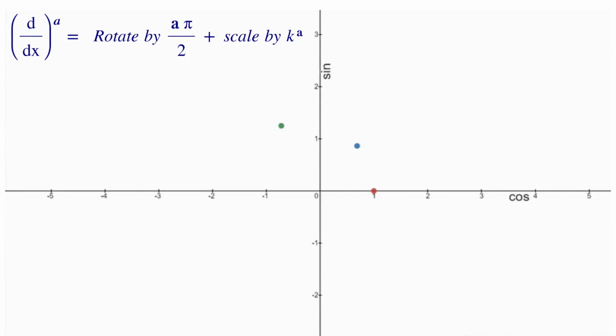Okay, here's now how to apply any number of derivatives to a function f of x. Represent the function on the cosine sine plane as a sequence of points, one for each frequency. Here we only have 3 frequencies, but in general you might have many. You then rotate all the points in the plane by a times pi over 2 and scale them according to their associated frequency by k to the a.